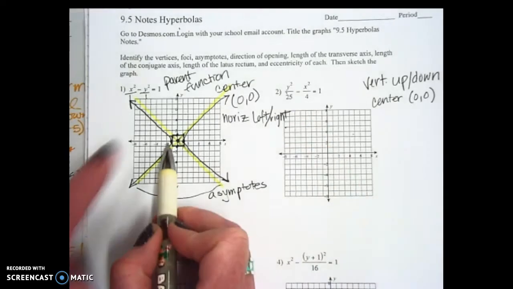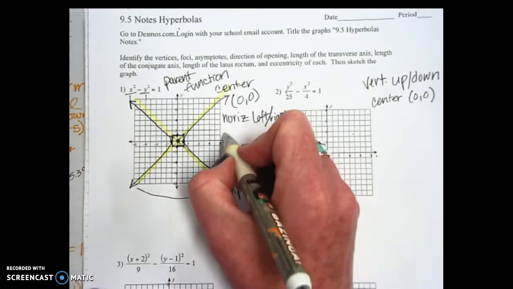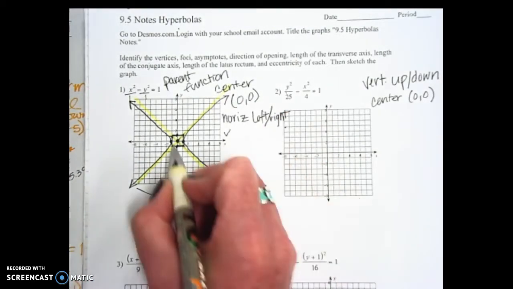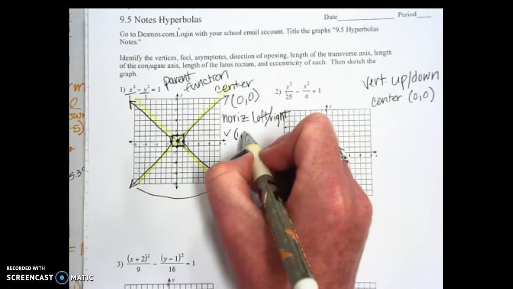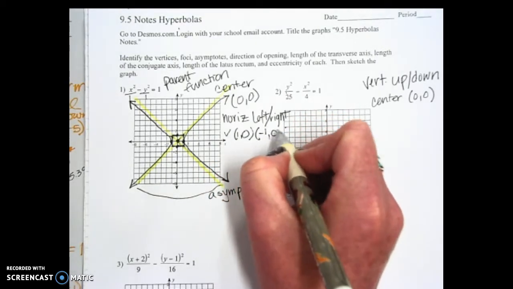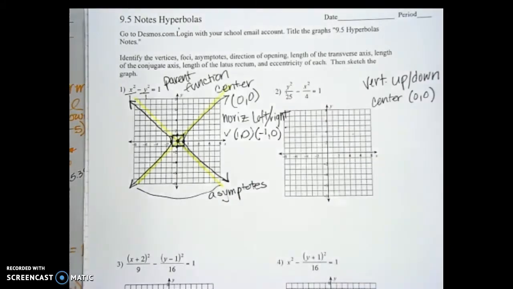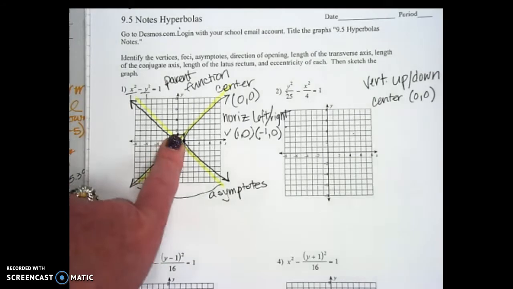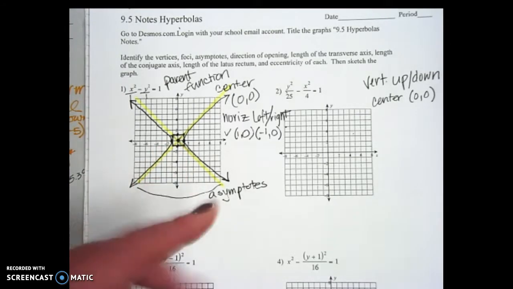Okay, these 2 points are called your vertices. So we have one at positive 1, 0, and we have one at negative 1, 0, because this one's opening left and right. If it had opened up and down, it would be at 0, positive 1, and 0, negative 1. You guys see that?